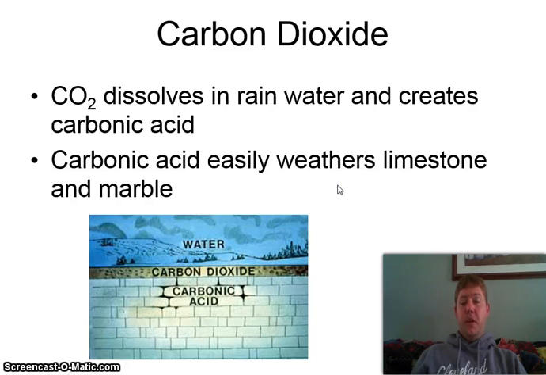Carbon dioxide, CO2, is dissolved in rainwater and creates something called carbonic acid, and that carbonic acid will easily weather away limestone and marble. Once it gets down, you can kind of see there, it gets down into the cracks of the rocks and starts to wear it away.